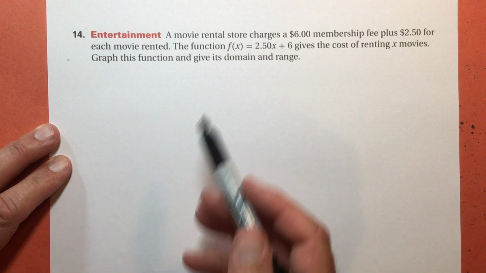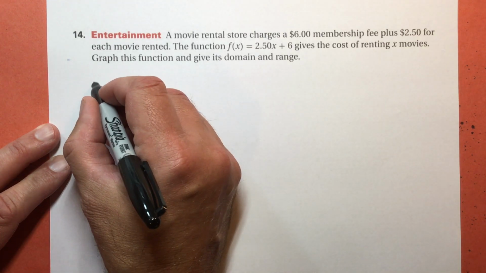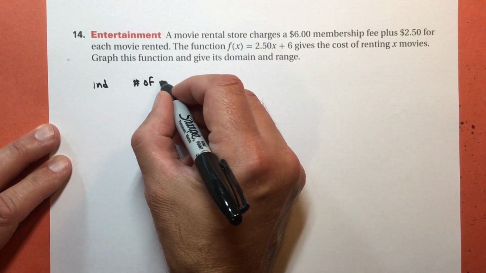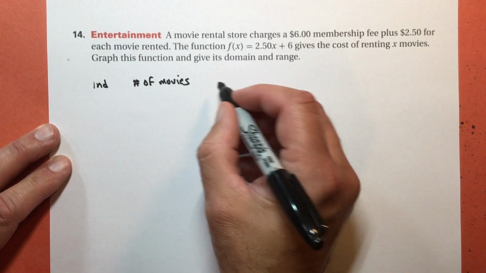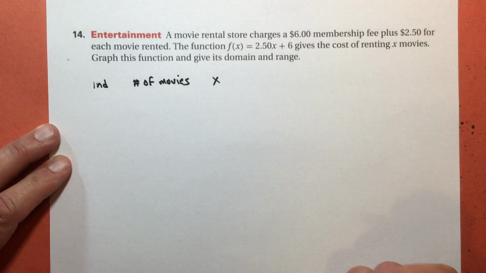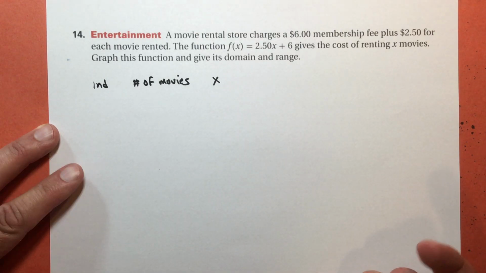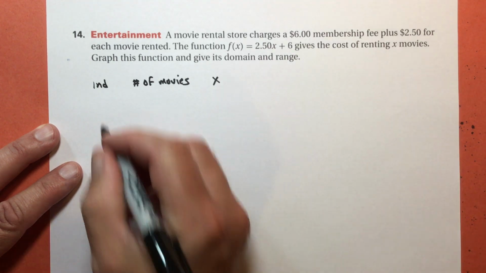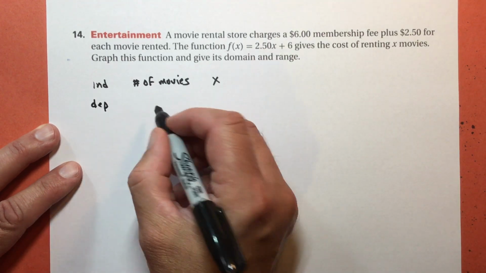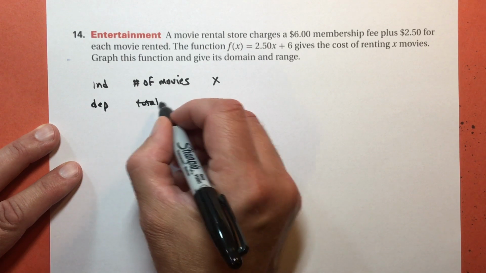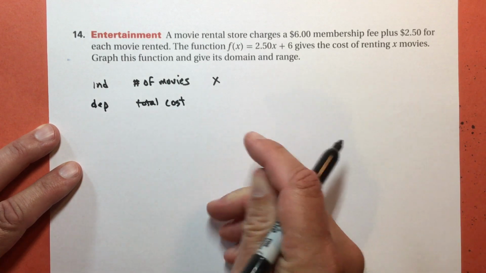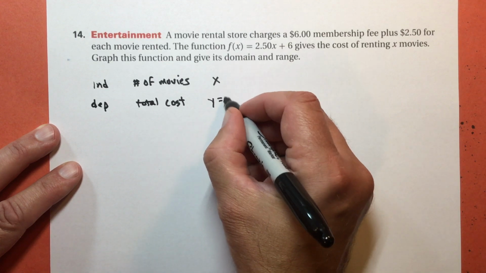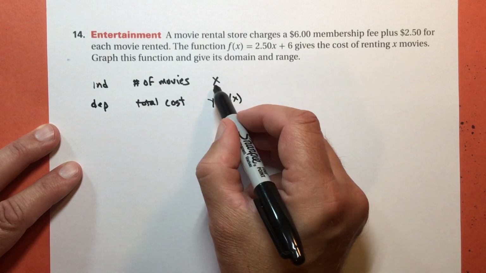Let's make a table, except I'm going to change this around a little bit more. First, I'm going to figure out what my independent variable is. And that's going to be the number of movies, which we're going to call x. I would have called it maybe m for movies or n for number, but they want to use x, okay? The dependent variable is going to be the total cost. And we could say that that's y, but we're also using f of x. So we can say y or f of x.